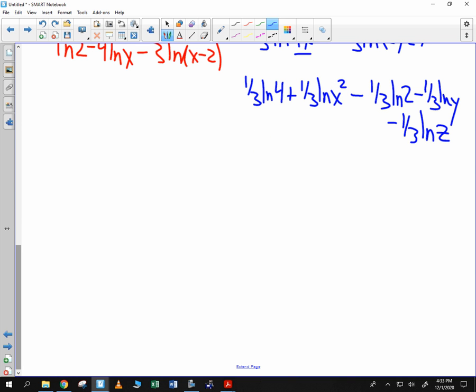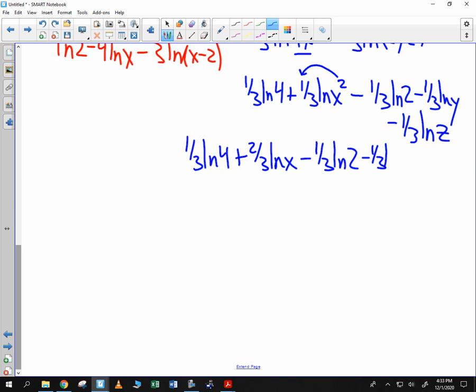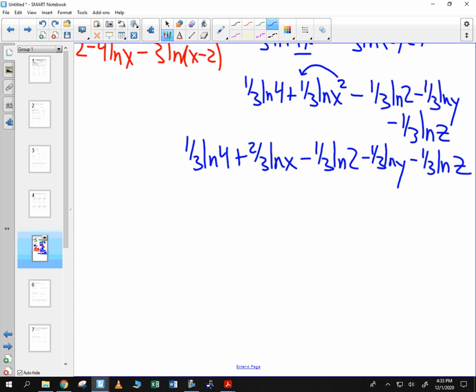Finally, let's bring our exponent out front. So we have 1/3 natural log of 4 plus 2/3 natural log of x minus 1/3 natural log of 2 minus 1/3 natural log of y minus 1/3 natural log of z. And there we have it. So that was a little bit more involved.